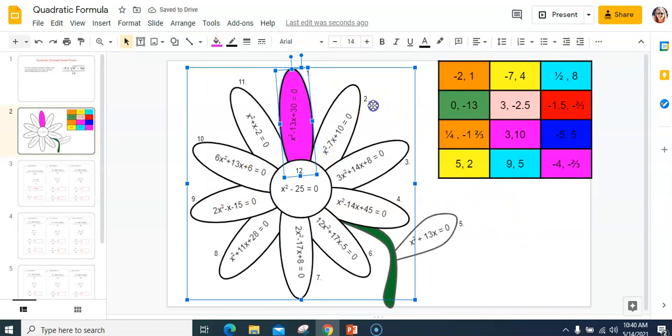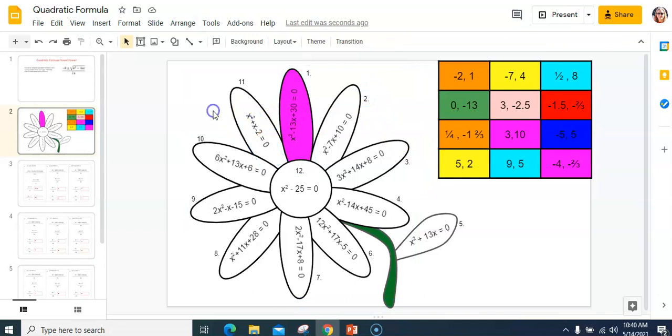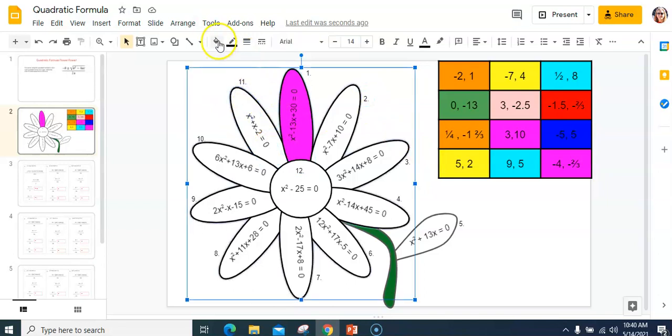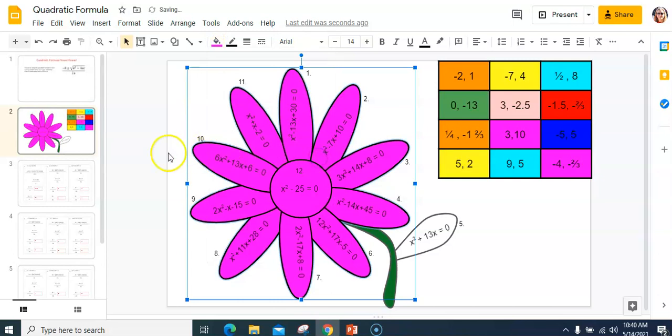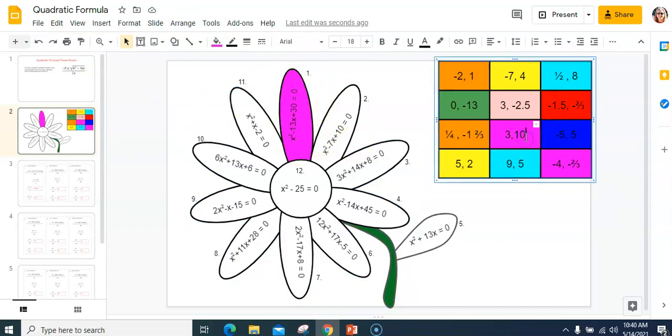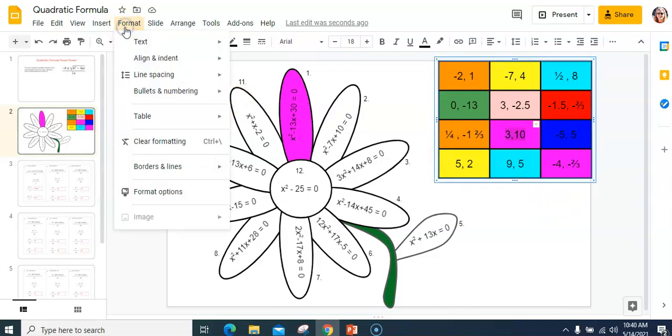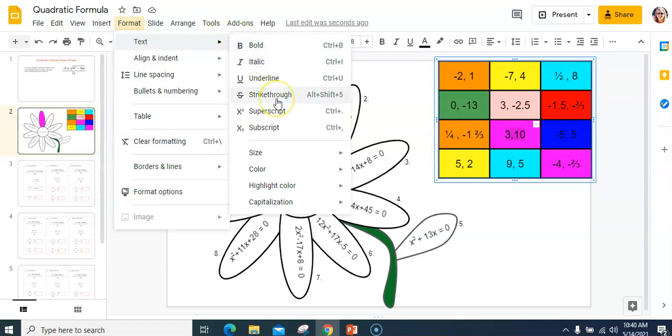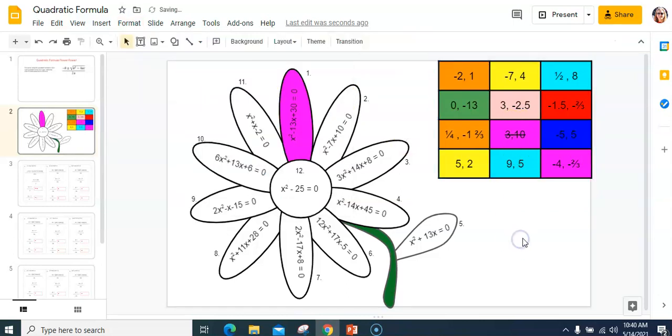If for some reason the whole thing ended up being purple and you do not want that to happen, just undo. Okay? All right, so we just want that to be colored purple. Now, something you can do so that you do not have to worry about these two numbers anymore is highlight them, come over here to Format, Text, and you can strike through. You could also click Alt-Shift-5 as a shortcut, and then that way you know you've done that problem.